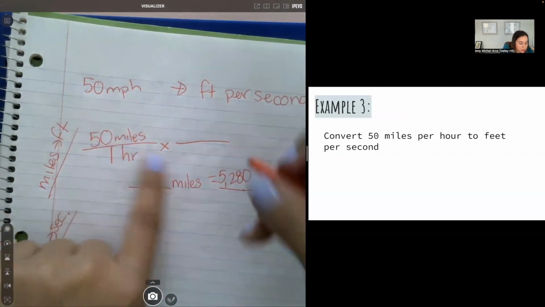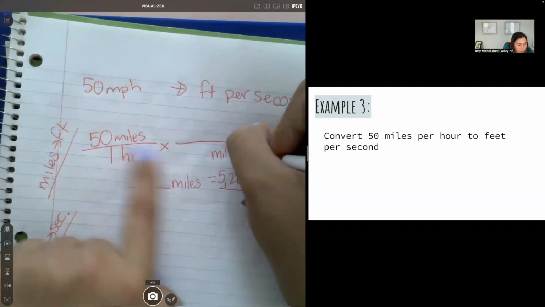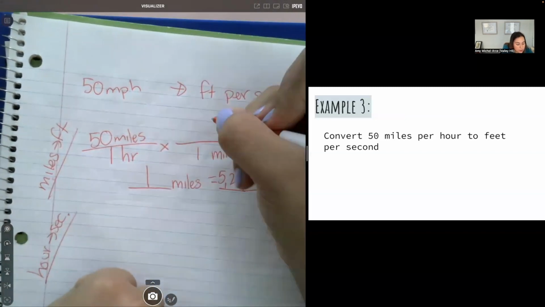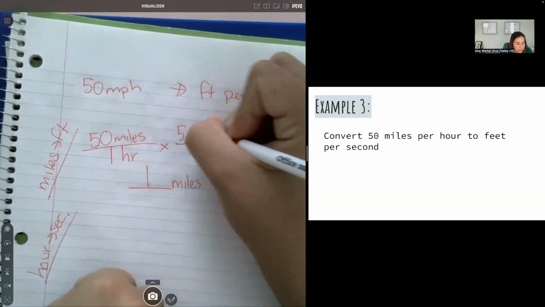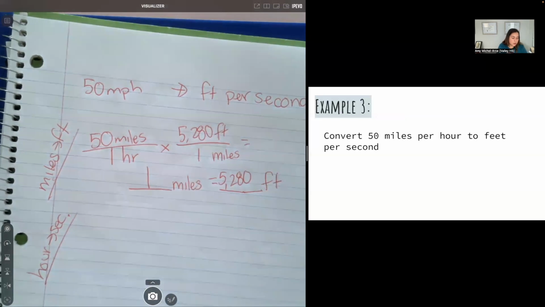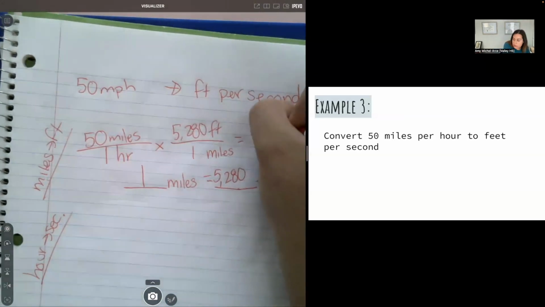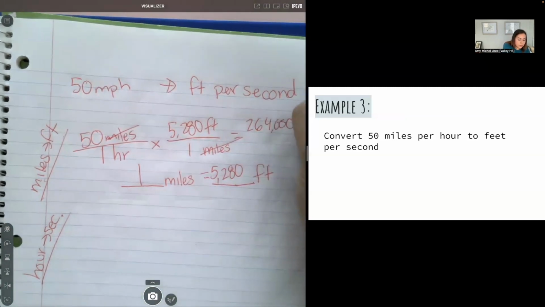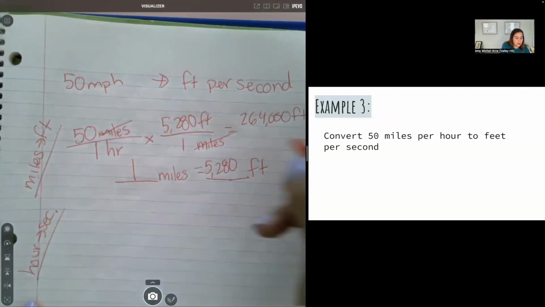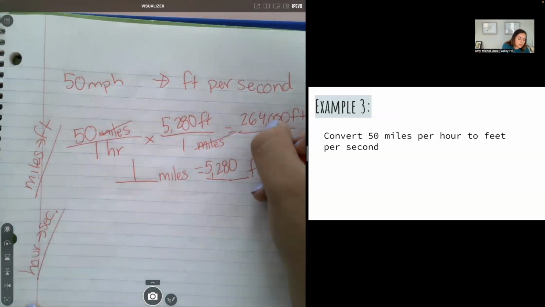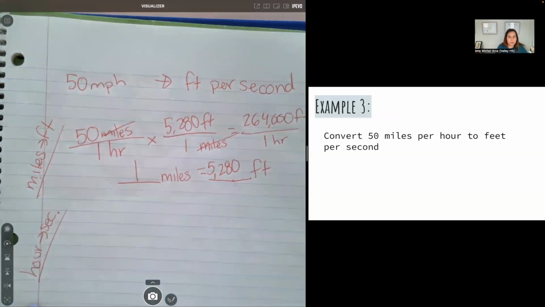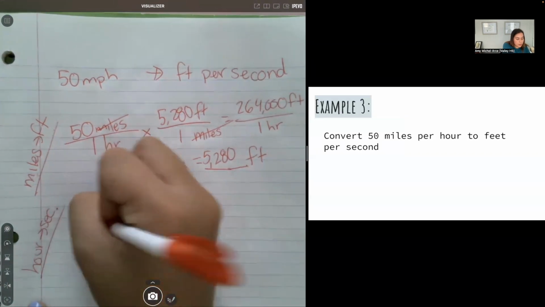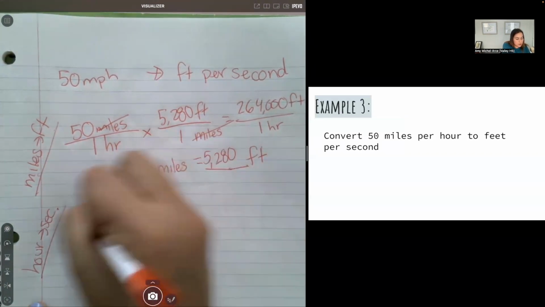Since we want to cancel out miles, we have to put it across. So it's in the numerator here, it's going to be in the denominator here. 1 mile, 5,280 feet goes in the numerator. So when we do this, 5,280 times 50, we get 264,000. And since these units cancel out, in the numerator we just have feet. Then in the denominator, we have 1 hour times 1 is just 1 hour. So we have 264,000 feet every 1 hour.